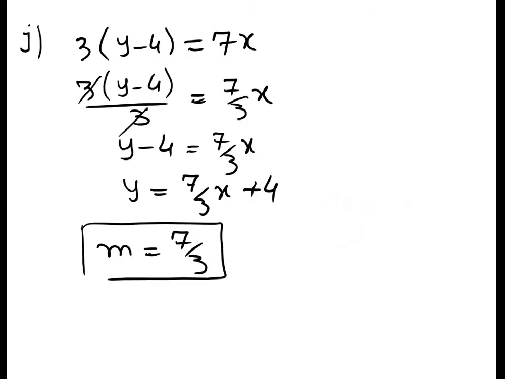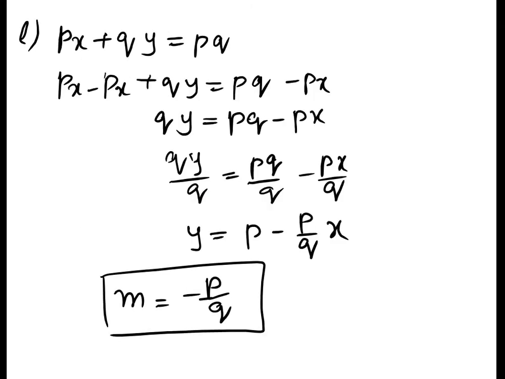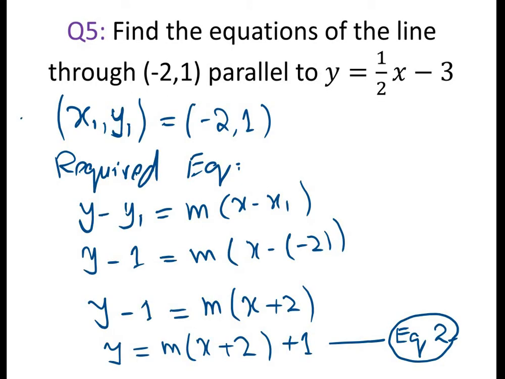Again, if you have such a situation, 3 is multiplied, you divide this by 3 on both sides. If the 3 cancels out, your y minus 4 is equals to 7 over 3x. You take the 4 to the other side, or you just add 4 on both sides. So you get the gradient is 7 over 3. Again, you simplify this just to find out y on one side, so that gives us minus p over q as a gradient.